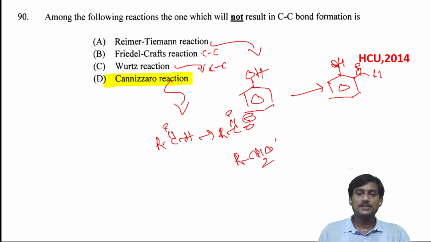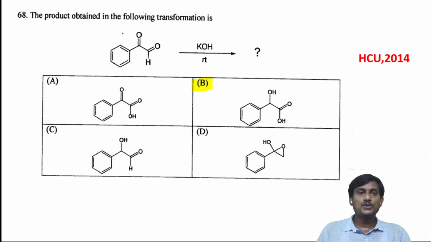There is no formation of a C-C bond in the Cannizzaro reaction. The product obtained in the following transformation is... Okay, this one is also a type of Cannizzaro reaction. Here this group is the keto group and this group is the aldehyde group. The aldehyde group will be oxidized and the keto group will be reduced.